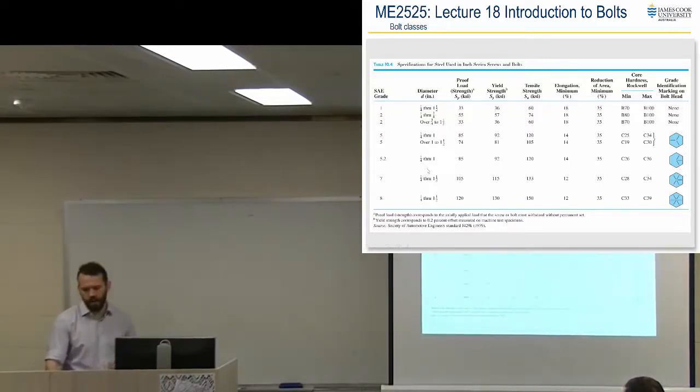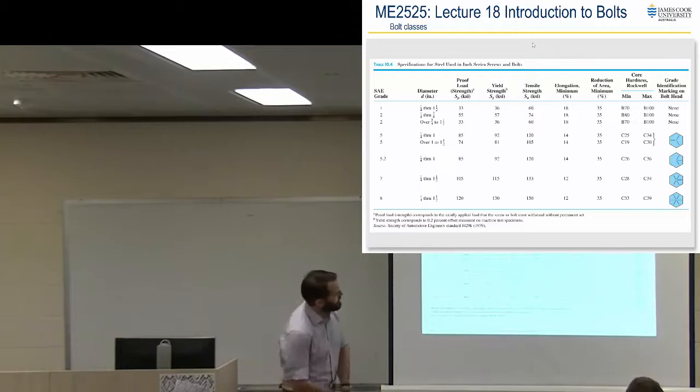Information here, you're given a diameter range. So this is the common diameter range that that class will come in. Proof load, I was just telling you about that. Yield and ultimate, obviously. And look at the proof load: 33 KSI compared to 36, 55 compared to 57 and so forth. So it's just under that yield stress slightly. And then you've got some other information about yield and so on. Some core hardness, so that's Rockwell hardness, pardon me, so you can actually compare that back to if you took a hardness measurement on the end of the bolt. So that's your Imperial stuff.